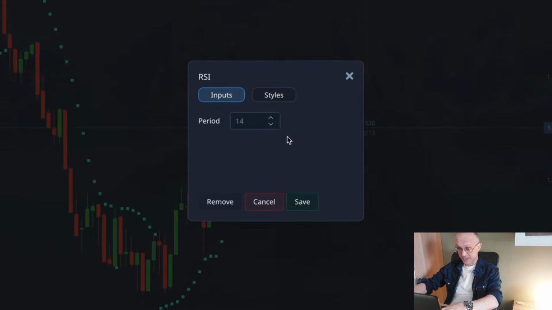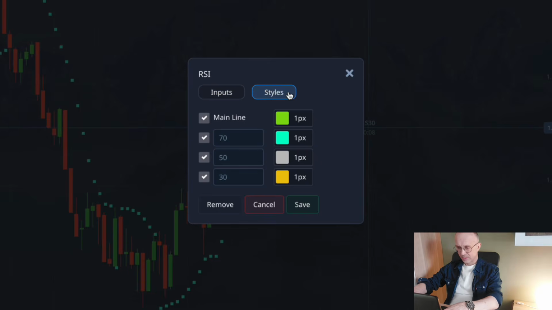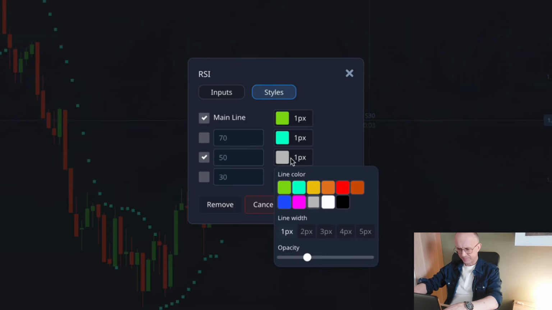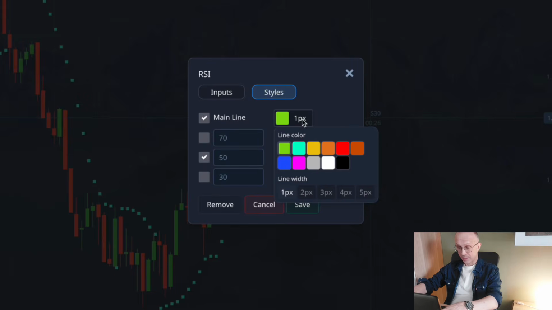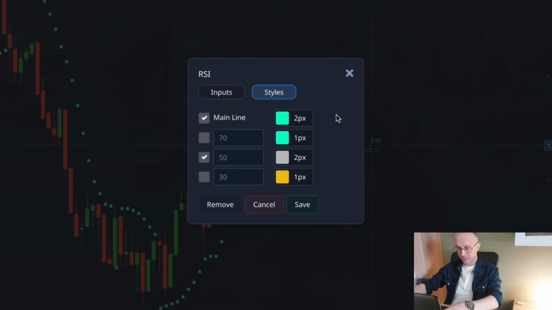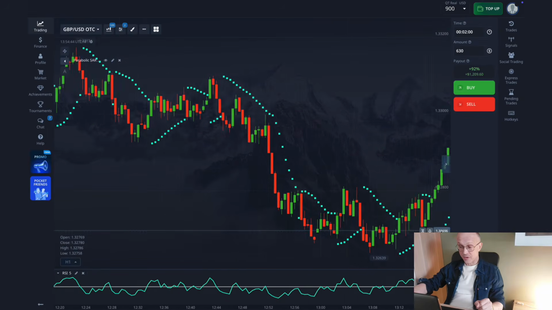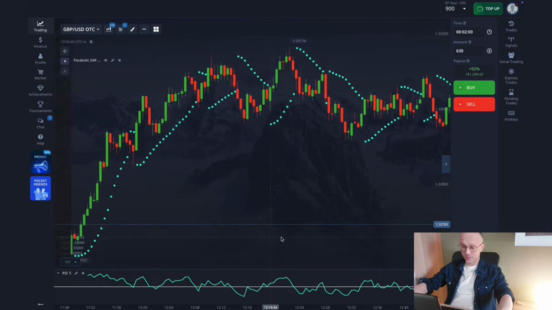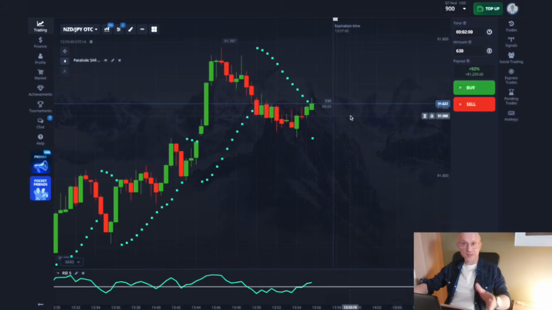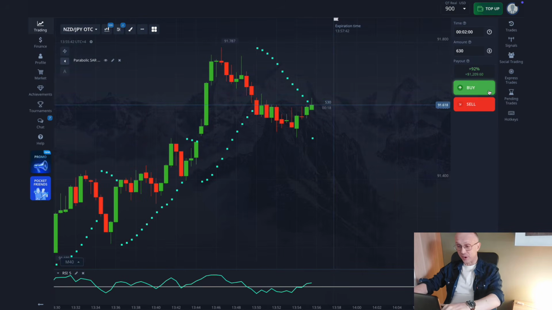Let's configure the RSI. Set period to 5. Go to Style and disable lines 70 and 30. And for line 50, let's move the opacity to the right, width 2. And for the main line, set the color to turquoise, width 2. And save. So the indicators are ready to go, and if you are trading on your phone, set it up the same way. The session begins with a clear reversal point.